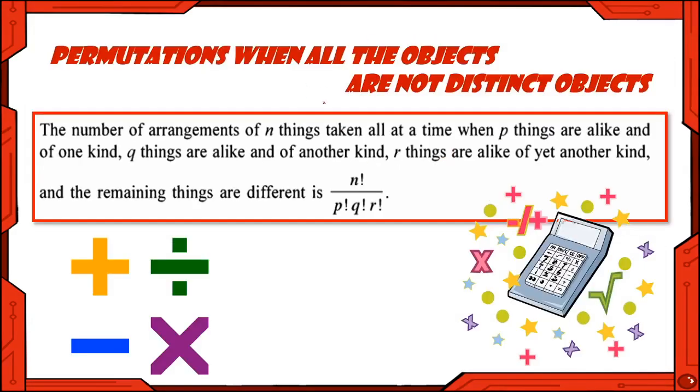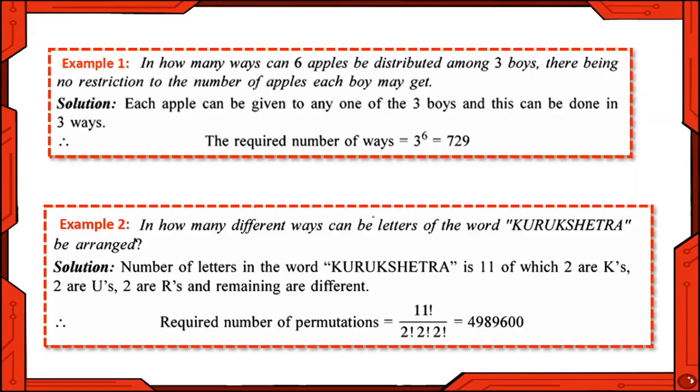Now permutations when all the objects are not different objects. The number of arrangements of n things taken all at a time, when p things are alike, q things are alike and r things are alike, the formula will be factorial n upon factorial p into factorial q into factorial r.